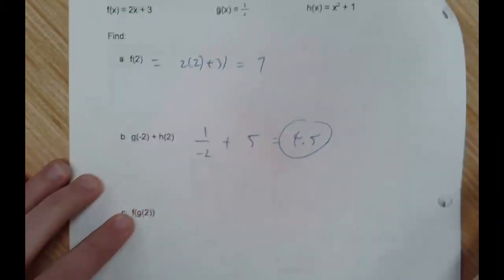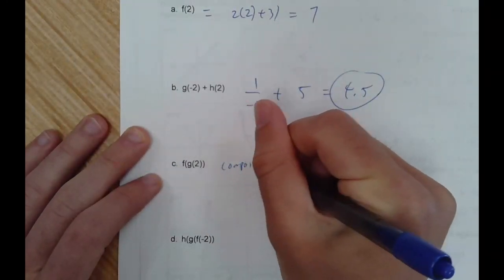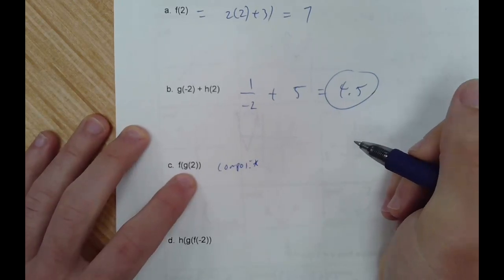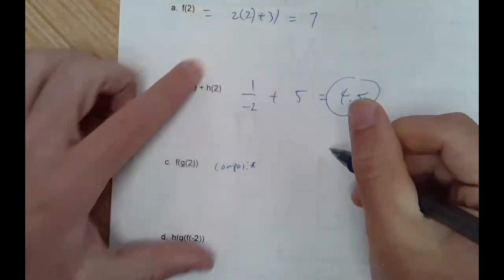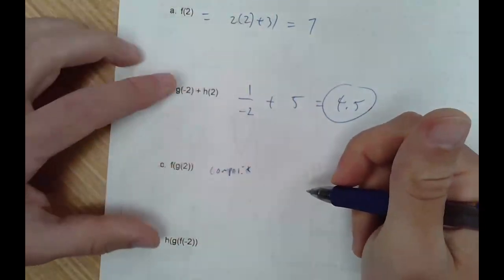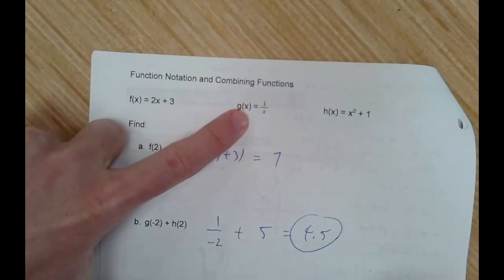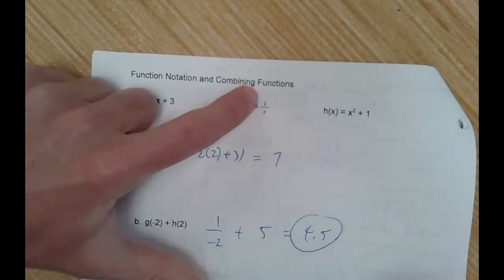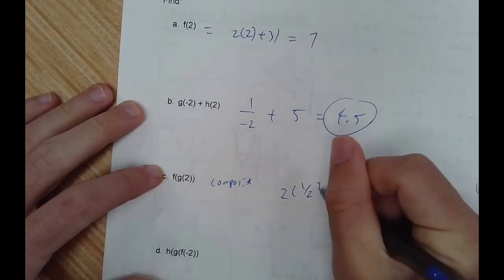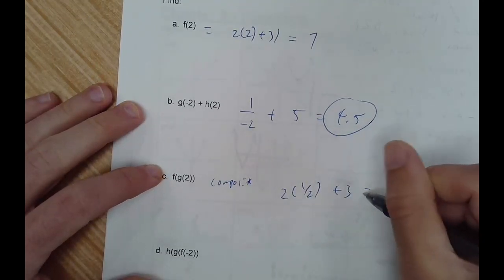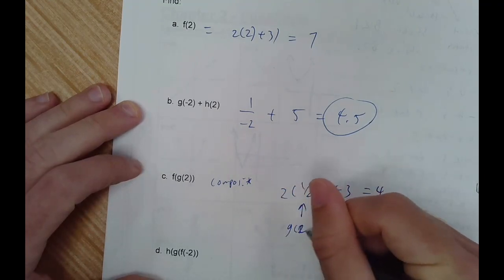F of g of 2. This is called a composite function. This is where you plug 2 into g and then plug that output into f. So if we plug 2 into g, that's 1/2. So we would plug 1/2 into f, right, see that up here? G of 2 is 1 over 2, and we're going to plug that into f. So it would be 2 times 1/2 plus 3, or that's 4, and that's because this is g of 2.